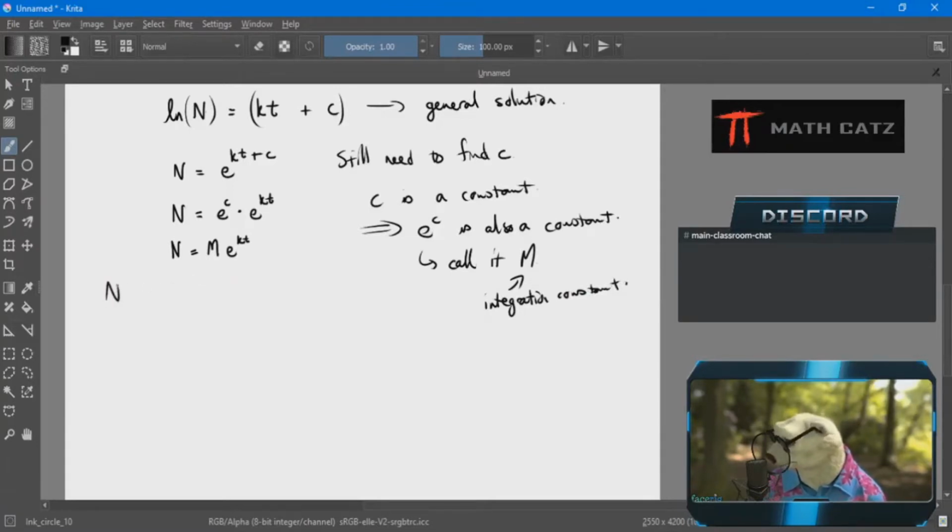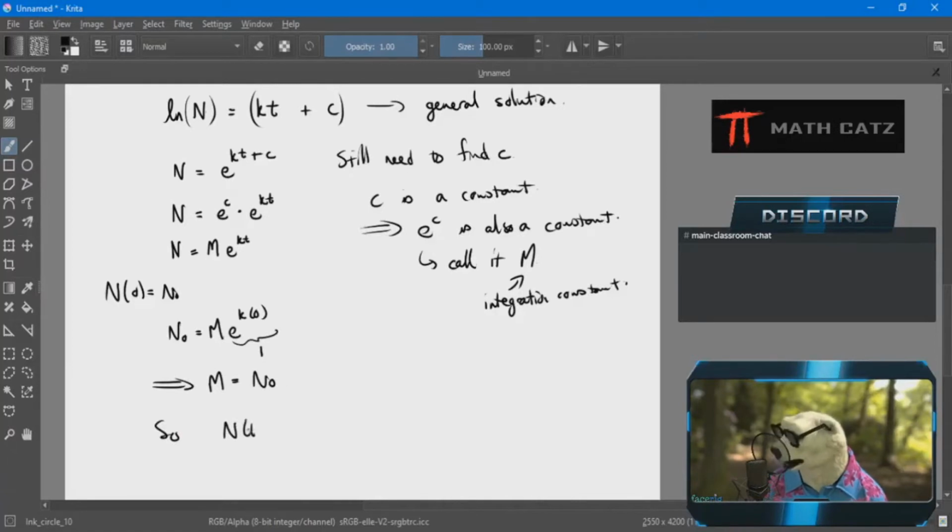So now I'm going to use the fact that at time 0, I have an initial population n0. So that is what goes in place of my population size, and I put 0 in place of time. Now e to the 0 is just 1, so that means that my integration constant is the initial population size. And so my function that describes the population is the initial population times e to the kt.